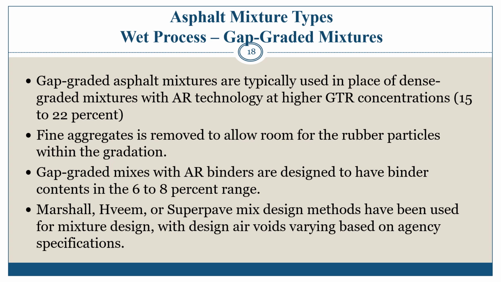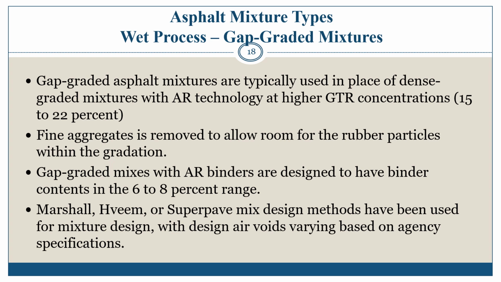Wet process GTR binders used in gap graded mixtures also have used Marshall, Hveem, and SuperPave mixture design to design gap graded mixtures. Gap graded mixtures are generally used with asphalt rubber technology in place of dense graded asphalt mixtures. GTR concentrations may be in the 15 to 22% range. Gap grading generally consists of removing a portion of the fine aggregate to allow room for rubber particles within the gradation. Typical binder contents of gap graded mixtures are in the 6 to 8% range.